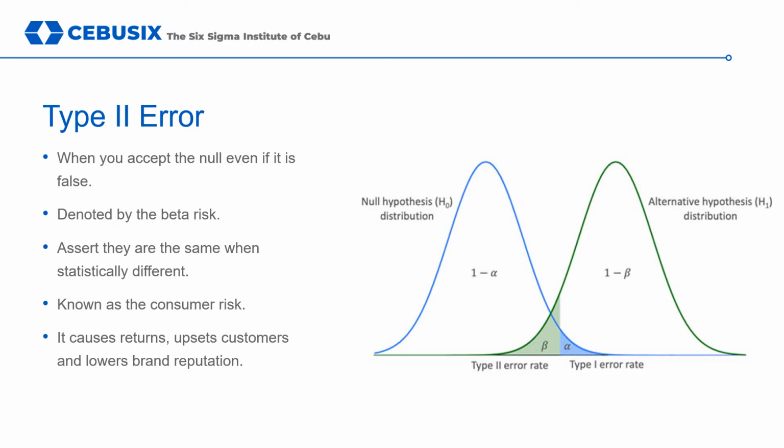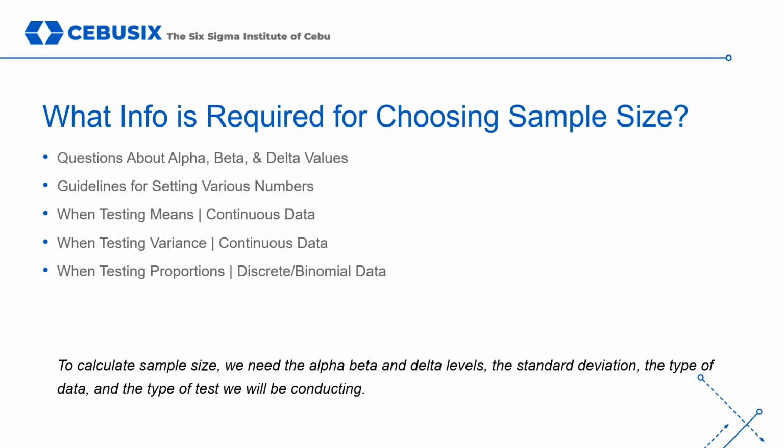The appropriate sample size can reduce the risk of either type of error. In order to calculate the sample size, we need the alpha, beta, and delta levels, the standard deviation, the type of data, and the type of test we will be conducting. In this section, we will be discussing the information that is needed in order to choose the correct sample size. We will be going over the alpha, beta, and delta levels, the guidelines to follow when setting these numbers, and how the calculation of sample size is different depending on what is being tested.